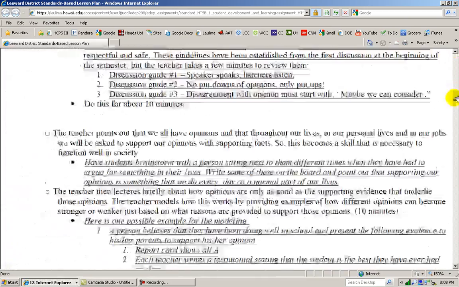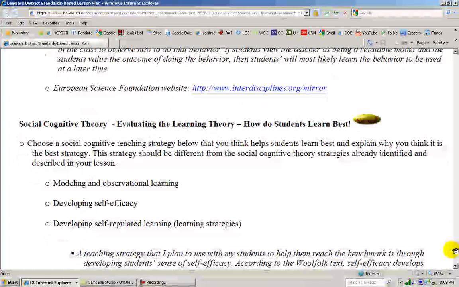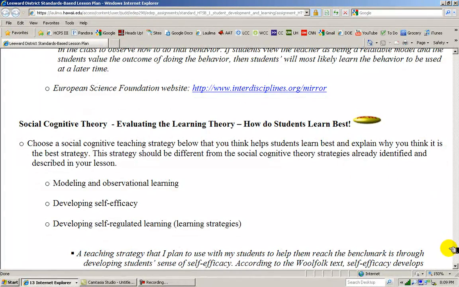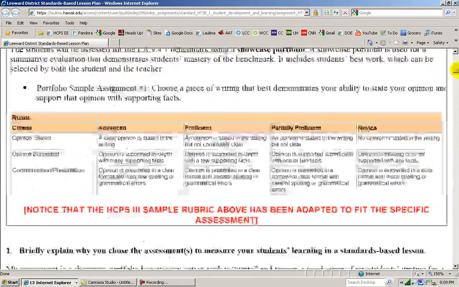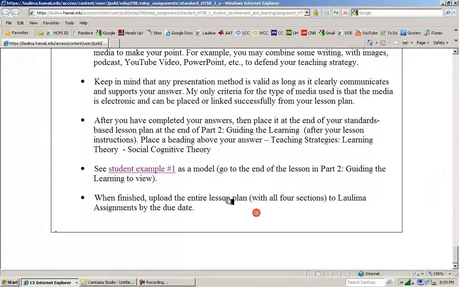It's just huge now. So if we go all the way down to the bottom, we've got all our learning theories, and here's the last part of social cog. You want to go to La Lima assignments and load this entire thing under the learning theory aspect of the La Lima assignments. And great job. That's it.